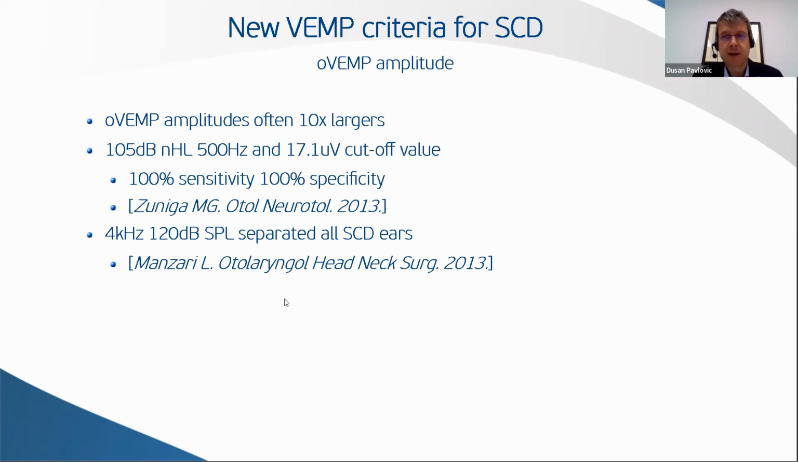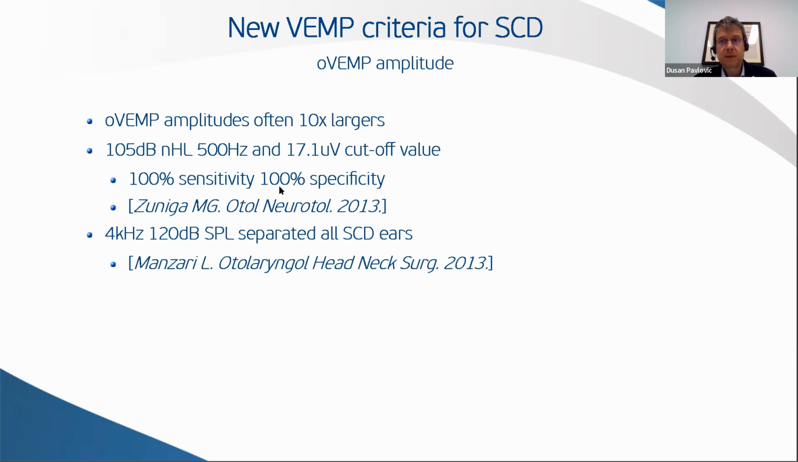What are the new criteria? Well, actually, since we introduced OVEMP, we noticed that when we measure OVEMP, the asymmetry is much, much bigger. The values we get from OVEMP measurement are sometimes 10 times and more larger than normal. This is a suggested value, 70.1 microvolts, as a cutoff value when performing OVEMP, as you can see, with great sensitivity and great specificity.